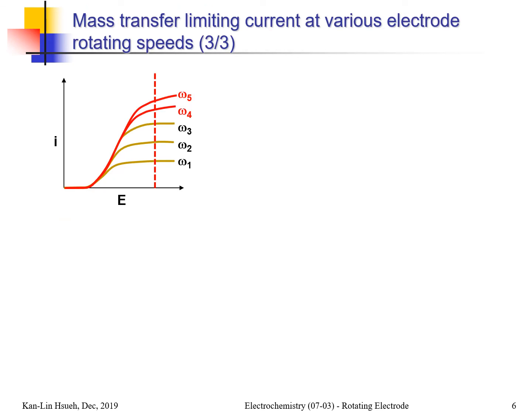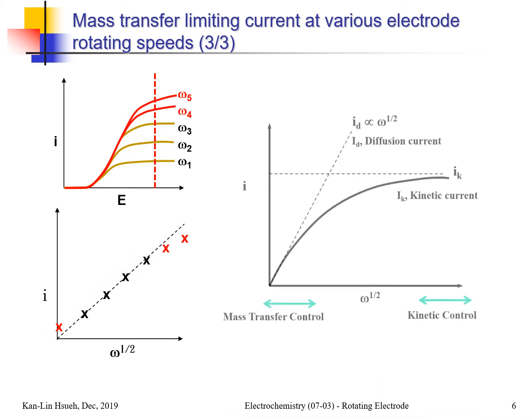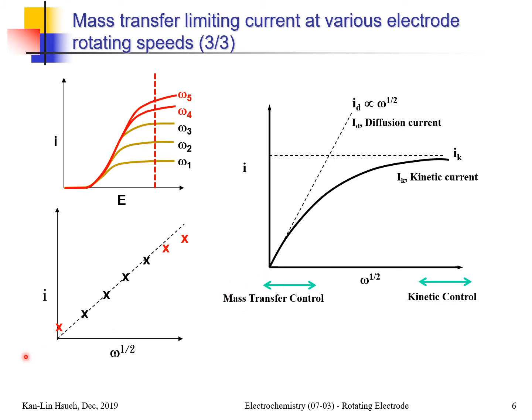But if you increase the rotating speed much higher, to ω4 and ω5, you can see the electrode rotating speed increases at more or less equal spacing. But up to here, the increment gets smaller and eventually diminishes, because if you plot the limiting current against ω^(1/2), in this region it deviates from this linear behavior, because it shifts away from the mass transfer control region. This is the mass transfer control region. If you plot against ω^(1/2), the lower rotating speed range is the mass transfer control.